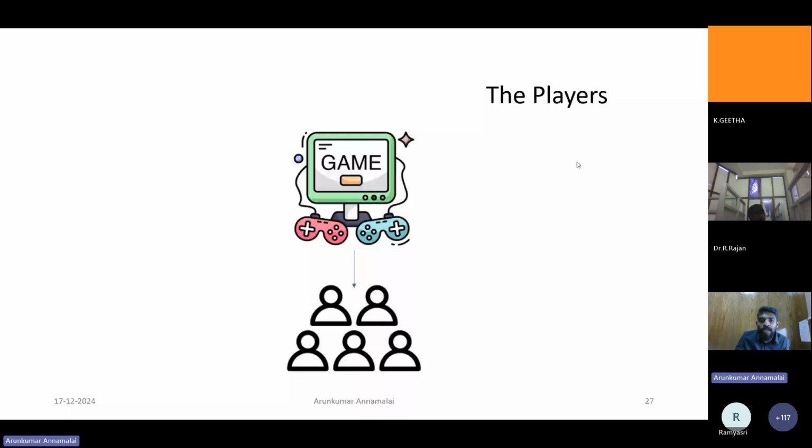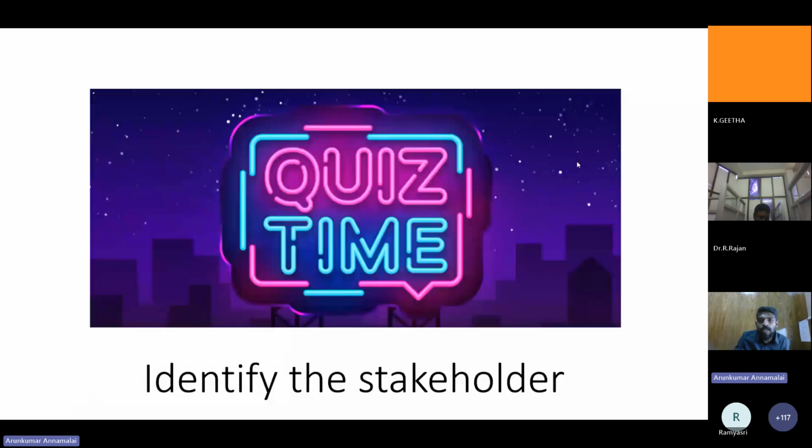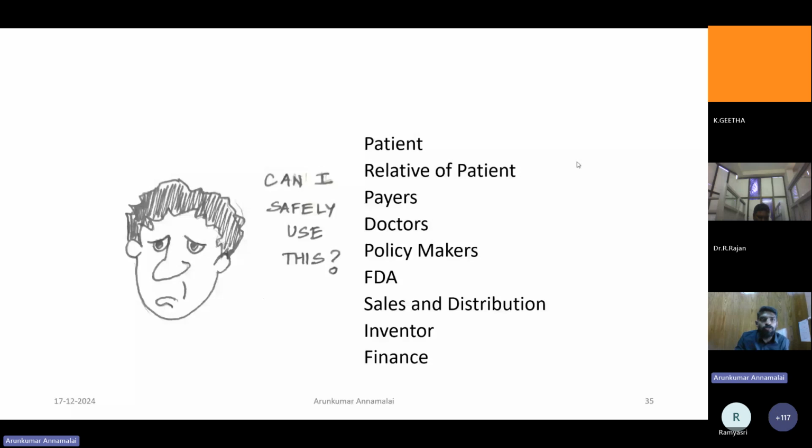And now coming to the players, right? So I'm skipping this game, and I'm going to this. So these are the questions different stakeholders ask.